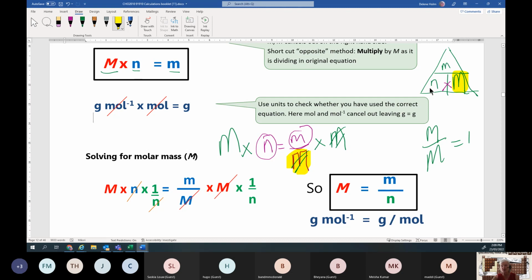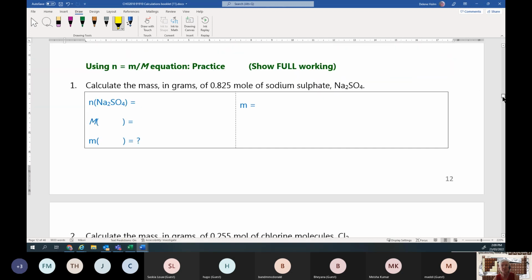So you can use the triangle method. The only thing with the triangle method is you've got to remember the triangle. And if you put the wrong things in the triangle, you're going to get stuck. But if you find that easier, use that method. Okay, right, so let's practice.